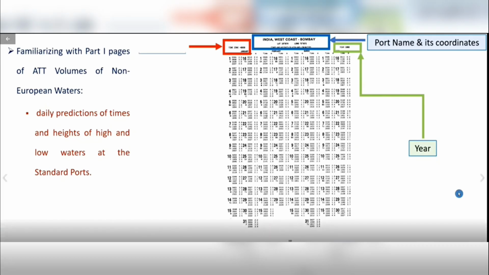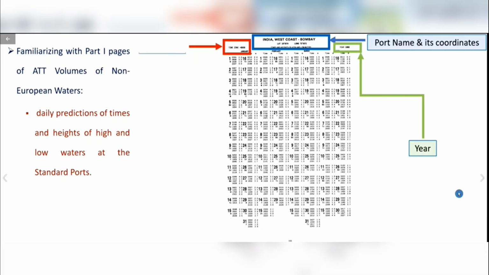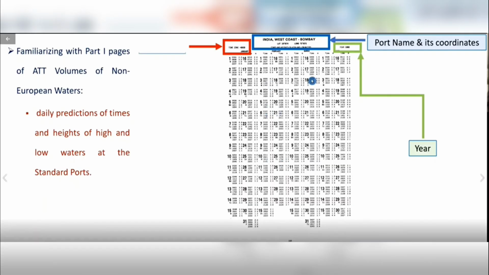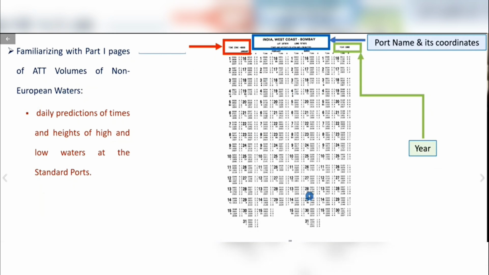Now, first exercise we do: we know Bombay is in volume 2 or volume 3, some volume other than volume 1. So can you find this page in your tide table booklet? How will you find a particular port? Sir, from the geographical index and then the page number. Very good. So just do this exercise. Go to the geographical index of volume 2 and see if Bombay is there. If you don't find it, go to volume 3 and try to find it there. And let me know once you have found it.